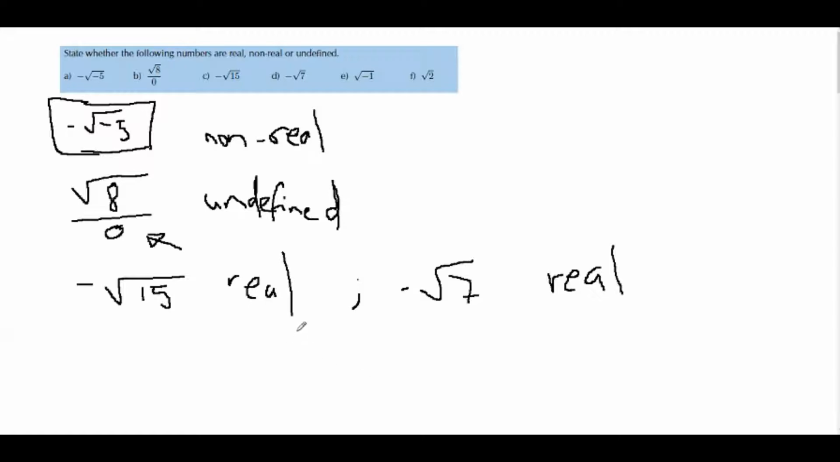And then we have E. Ooh, that's a nice one. Square root of minus 1. Obviously, that's the same reason as A, which is non-real.